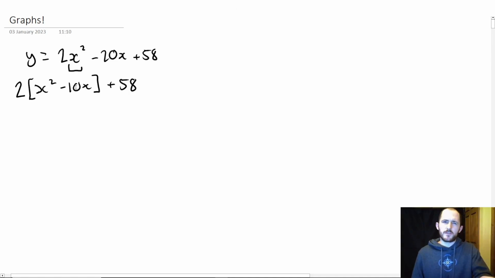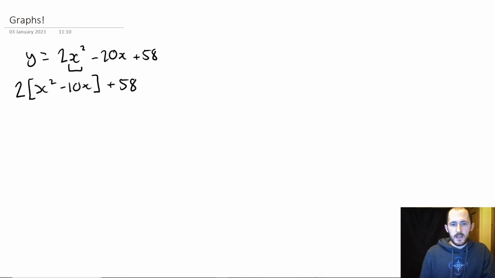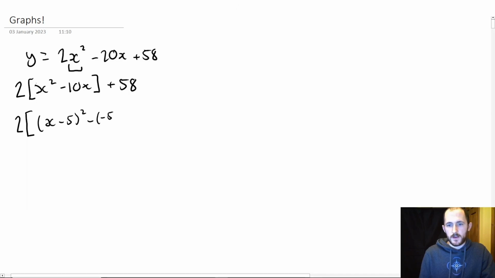This does count as graph stuff in my opinion, but I'm just going to go through this real quick first. So the first thing you need to do is factorize out whatever number's in front of the x squared, and then you do completing the square on the stuff that's inside the brackets. Okay? So we have 2, then we have x, and you flip the sign of that, so minus 5 squared, minus 5 squared, and then plus 58.